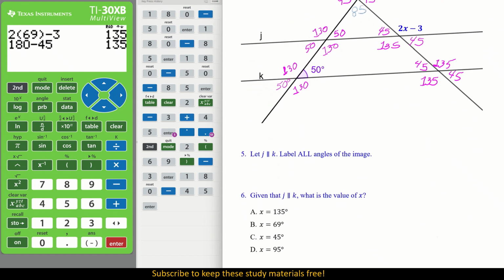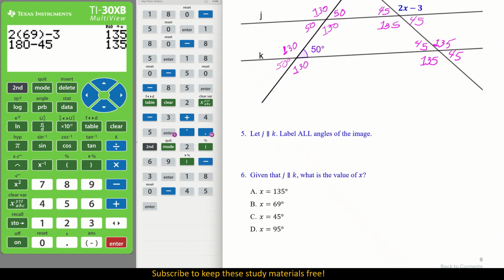And look, here we go. Number 6 says, given that J is parallel to K, what is the value of x? Well, we've already found that value. X equals 69 degrees. Okay. All right, this is the last question in this particular video.